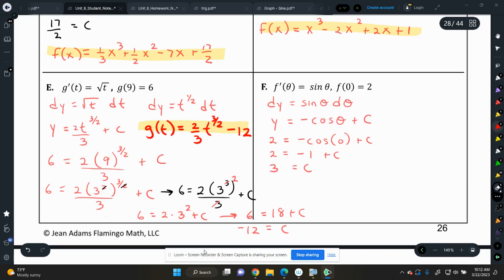You said cosine of 0 is 1, right? Yes. It would still be y because the other one, g prime of t, that's y. This is going to be f of theta. F of theta equals negative cosine theta plus 3. We can't just say that as y. No, because the original problem is stated like this, we have to state our answer in function form.